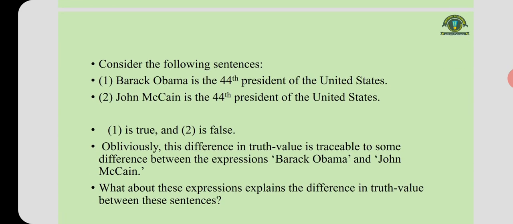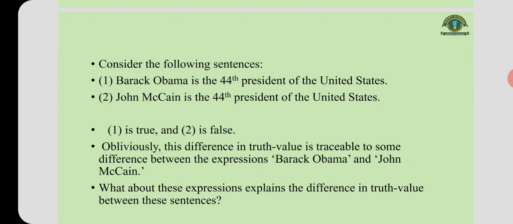Consider the following sentences now for other examples. Barack Obama is the 44th president of the United States. But if we say in a second sentence that John McCain is the 44th president of the United States, then you will say that the first one is correct, it is true, and the second is false. Obviously, this difference in truth value is traceable to some difference between the expressions Barack Obama and John McCain. So here the reference has been changed. The first reference is Barack Obama and the second one is John McCain. Here Barack Obama gives the true sense and John McCain is the false reference.